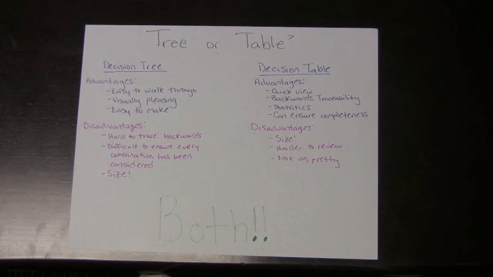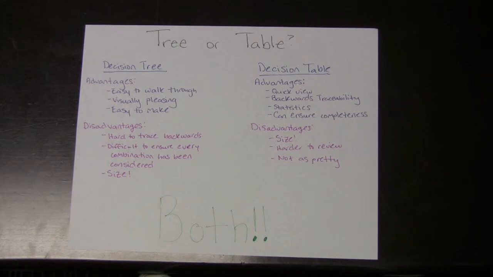But on the other hand, decision tables can show you the quick view, everything not necessarily in 1 page, but everything really quickly. They have backwards traceability where you can choose an outcome and view the choices. You can run some statistics if you only have a couple outcomes, and you can ensure completeness by having a column for every single choice. However, again, these get big, they're harder to review with your stakeholders, and they're just not as pretty.